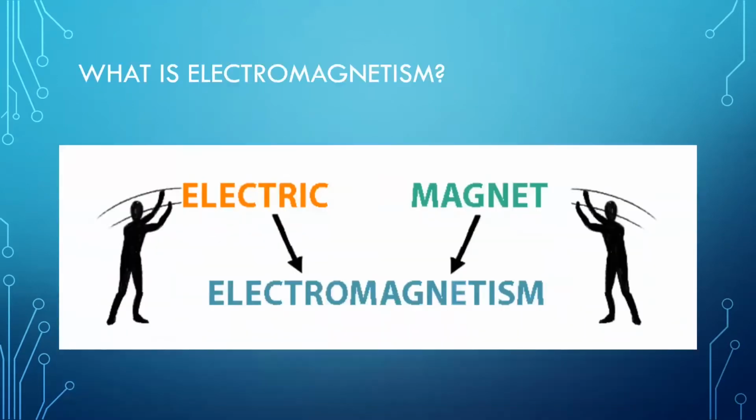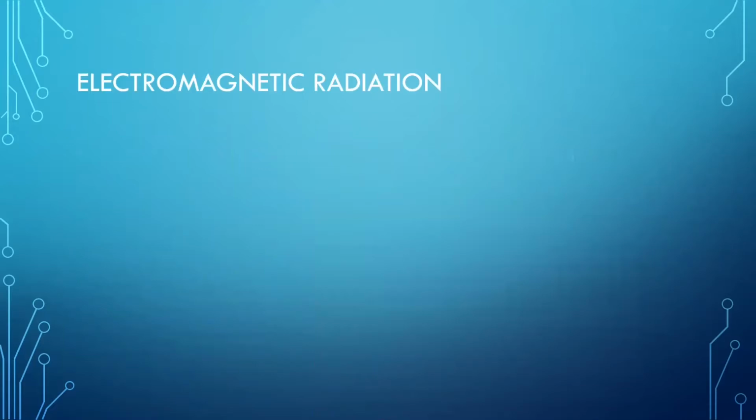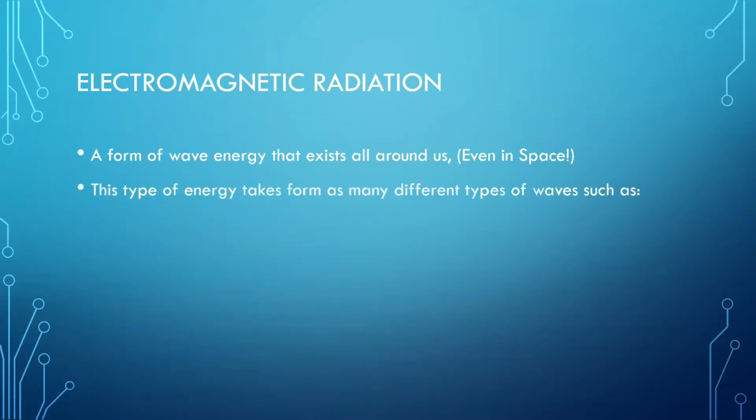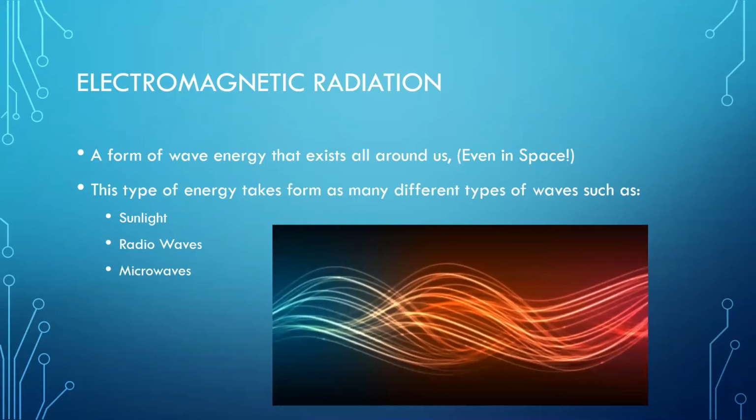So, first, what is electromagnetism? Well, electromagnetism is the combination of electricity and magnetic forces that combine together and form electromagnetism. Specifically, we're going to focus on electromagnetic radiation. This is a form of wave energy that exists all around us, even in space. This type of energy takes on many different forms of waves, such as sunlight, radio waves, and microwaves. And these are just a few examples.